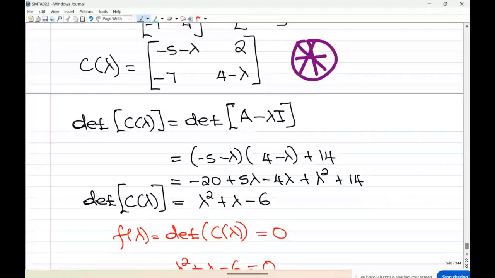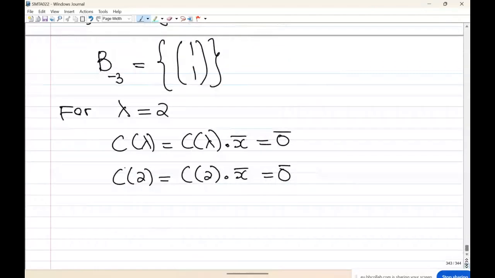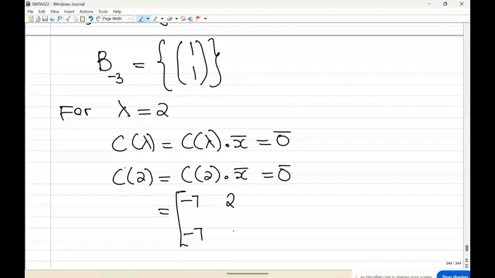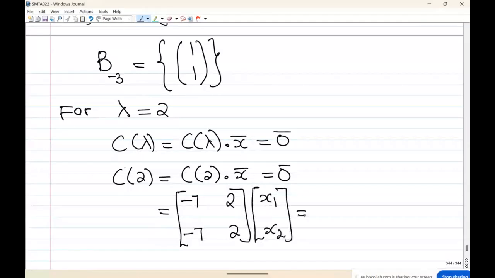When you do that, you are going to have the matrix minus 7, 2, 2, minus 7. The variables, let's use x1 and x2 again, it's not a problem, which will be equals to 0 and then 0. Are you still there, colleagues?